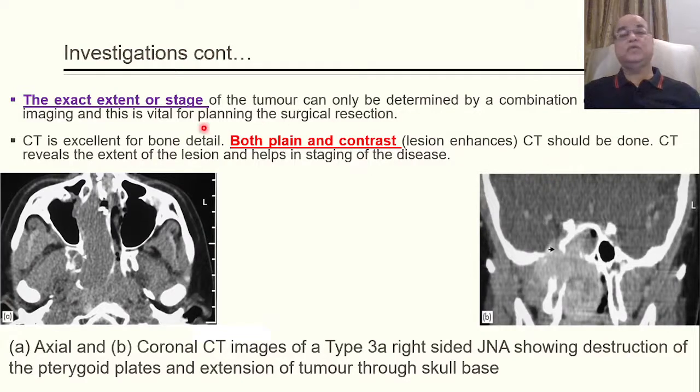So as I told you, CT scan is the mainstay and investigation of choice, and both plain and contrast CT scan should be requested because this is a vascular tumor. And on these axial cuts and on the coronal cuts, you can see on axial cuts this is the soft tissue density mass, extending up to the nasopharynx and involving the pterygoid plates, and in coronal cuts you can see the same mass. The skull base has been eroded and it is going intracranially. So there is intracranial extension here at this particular site.